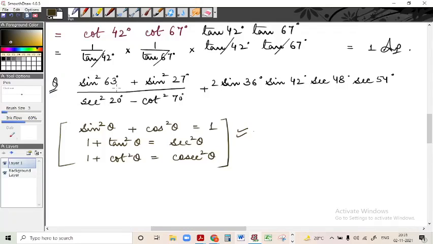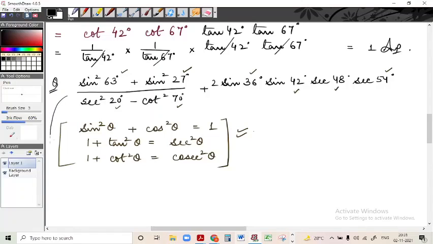Okay, so firstly we have to see which are our complementary angles. 63 and 27 are complementary with each other. 20 and 70 are complementary with each other. Similarly, 36 and 54 are complementary. 42 and 48 are complementary with each other. Right?